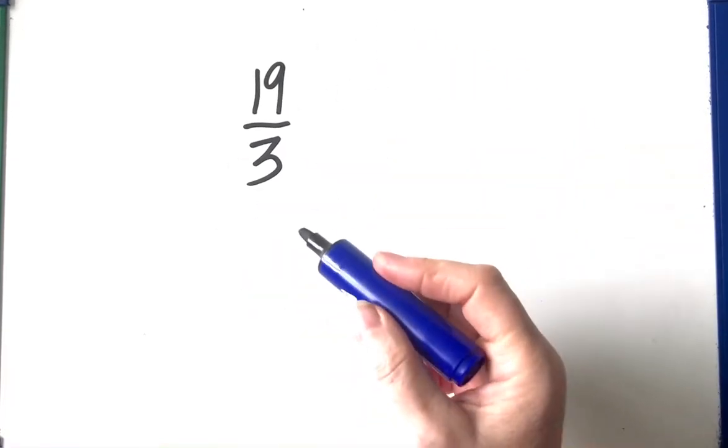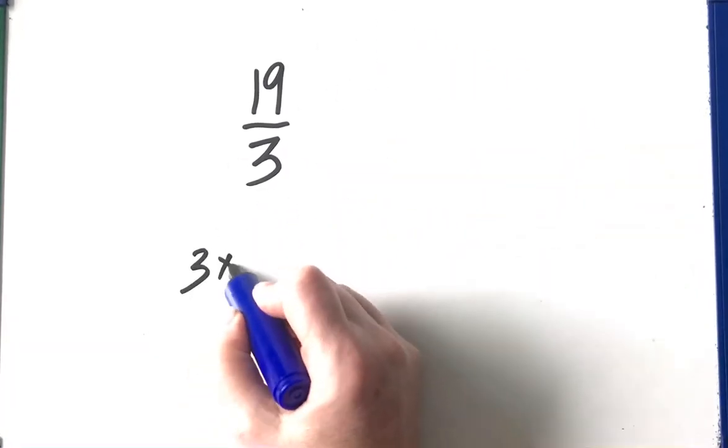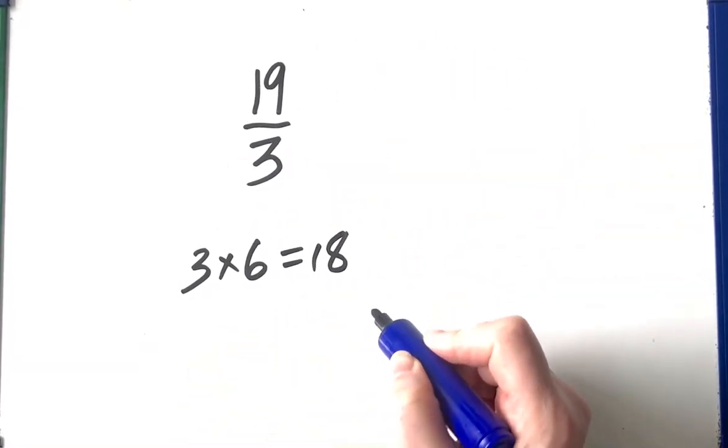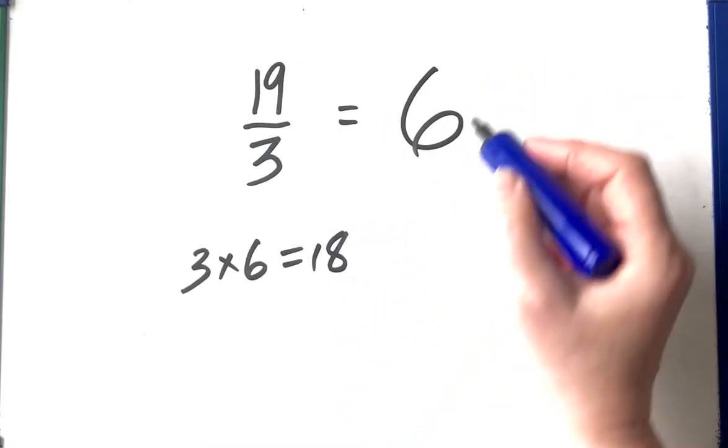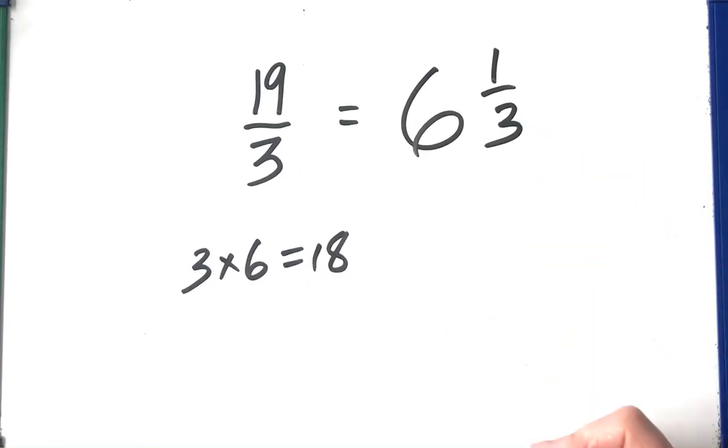But if I know my times tables, 3 times 6 equals 18. So there's 6 whole ones, but 18 plus 1, 1/3 left over. So you can see from those two examples, I'm just going to be doing times tables in disguise and finding out what divides into them.